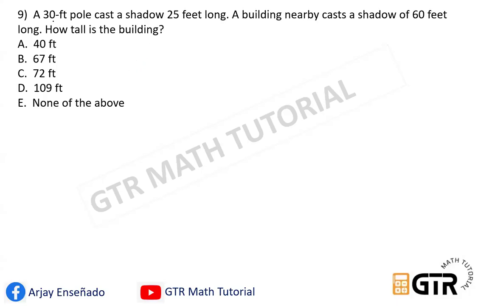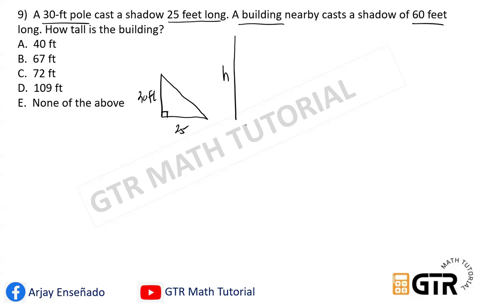So let's draw first. Let's say this is the 30 feet pole, and it casts a shadow 25 feet long. So this is the shadow, 25 feet long. Since 25 is less than 30, we can form a right triangle. And then a building nearby casts a shadow of 60 feet. We don't know the height of the building, so let's say this is the height of the building, let's put H. And this is the shadow, 60 feet.